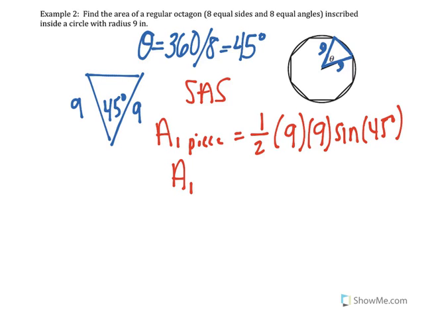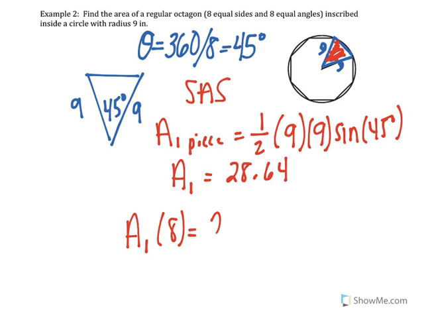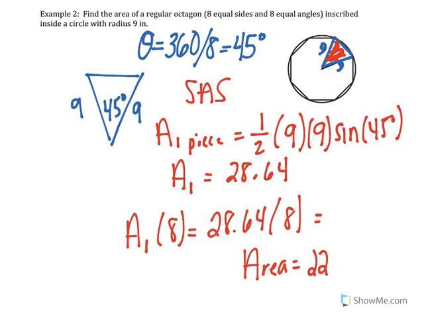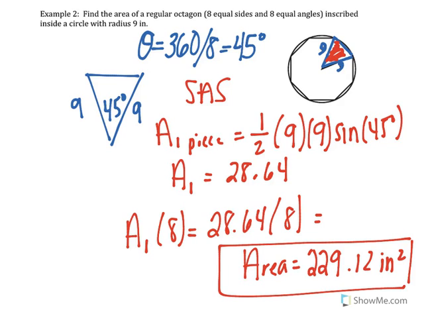Okay? So what do we get? Well, just plug it in. 1/2 times 9 times 9, or 1/2 times 81, times the sine of 45 gives me 28.64. So this is the area, and I'll shade it in. This is the area of one triangle. How many are there? It's an octagon. There are 8. So I'm going to take my area of one slice times 8, which will be 28.64 times 8. That means my area for my entire octagon is going to be 229.12 inches squared. Give me labels here because it's area, and area is always square.